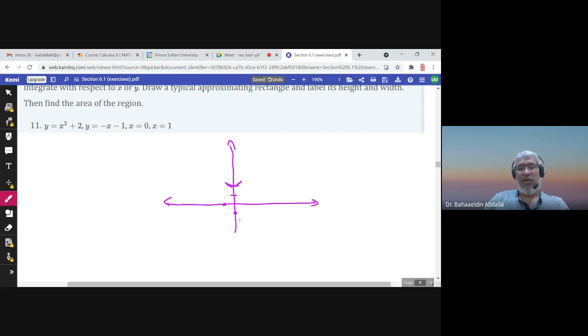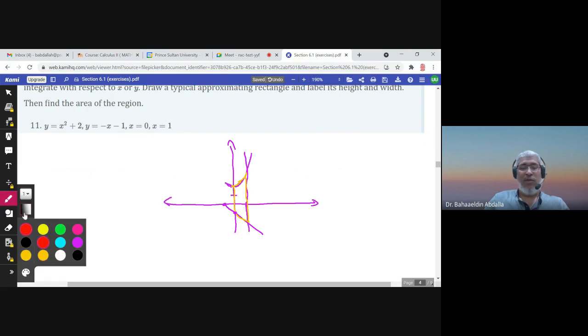So I have a line here, passing by these points going up, and x equals 0. This is the line x equals 0, and x equals 1. So this is the line x equals 1. Between x equals 0 and x equals 1, and this curve and this line, this is the area enclosed by all of these curves.